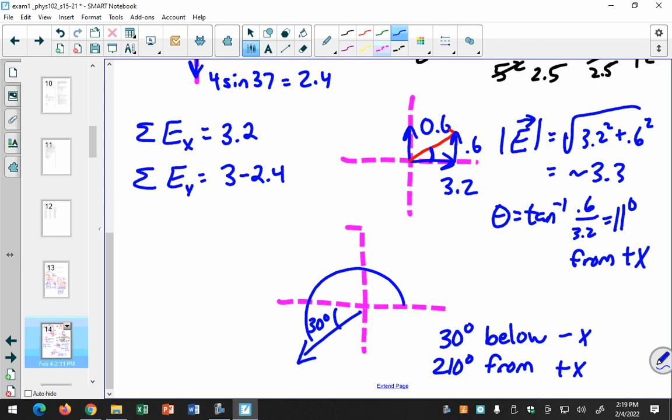I think in the problem I do say to measure the angle from the positive x-axis, but I will take either one of these, for example. Not in the first quadrant, is what I'm saying. I forget which it is in, but not in the first.